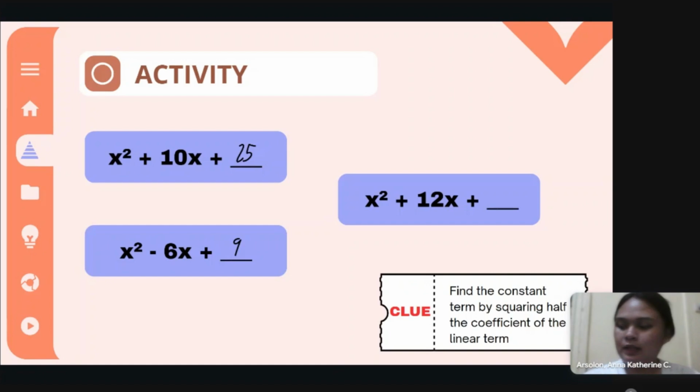Next, let me call on Chloe. Chloe, this is your expression. X squared plus 12x plus blank. Alright, what is your answer? 36. Okay, 36. Let's check. Alright, that's still correct. Good job. So again, positive 12 divided by 2 is 6. So 6 squared is 36. Okay, good.